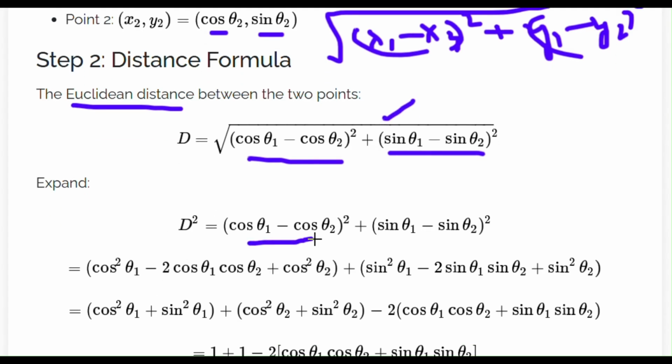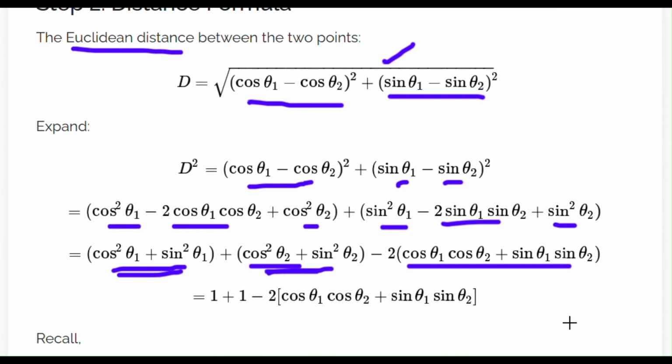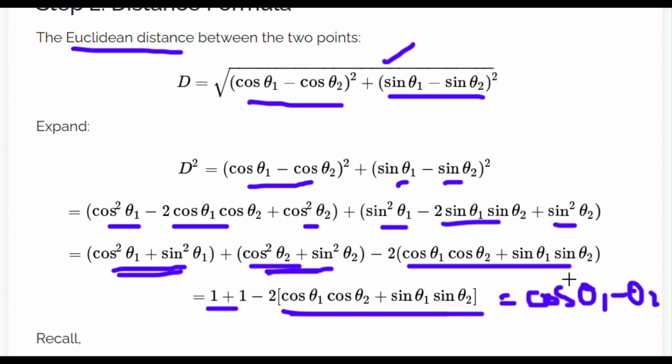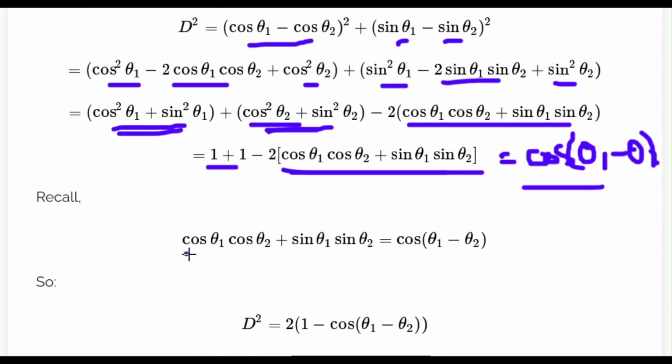To get rid of the square root here, we square both sides and then expand it using a minus b whole squared gives a squared minus 2ab plus b squared. Same thing here, a squared minus 2ab plus b squared. Collecting the terms cos squared theta and sine squared theta on one side, these two will sum up to 1, and then we are left with minus 2 cos theta 1 cos theta 2 plus sine theta 1 sine theta 2. So we have 1 plus 1 minus 2 times this part, which, from trigonometric identities, we can identify as equal to cos of theta 1 minus theta 2.